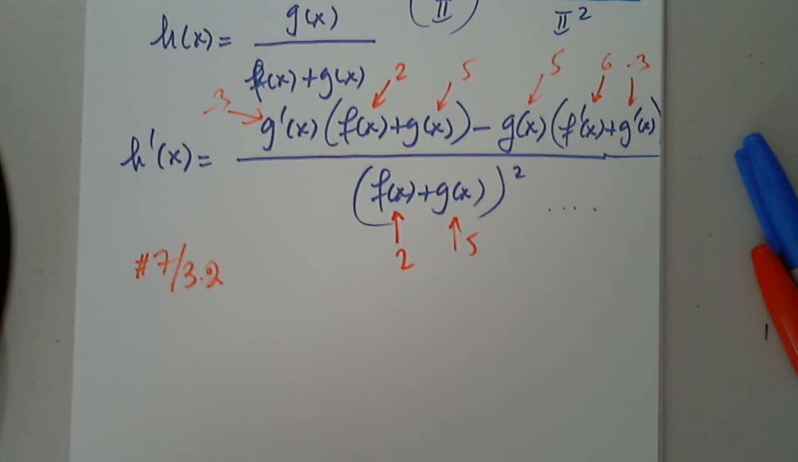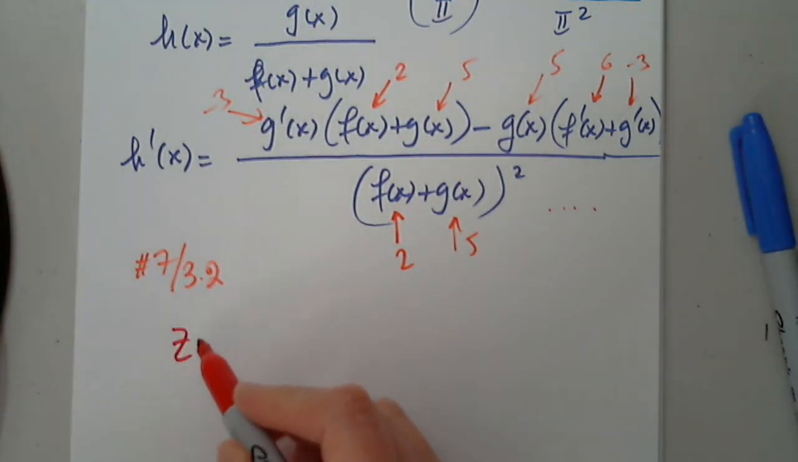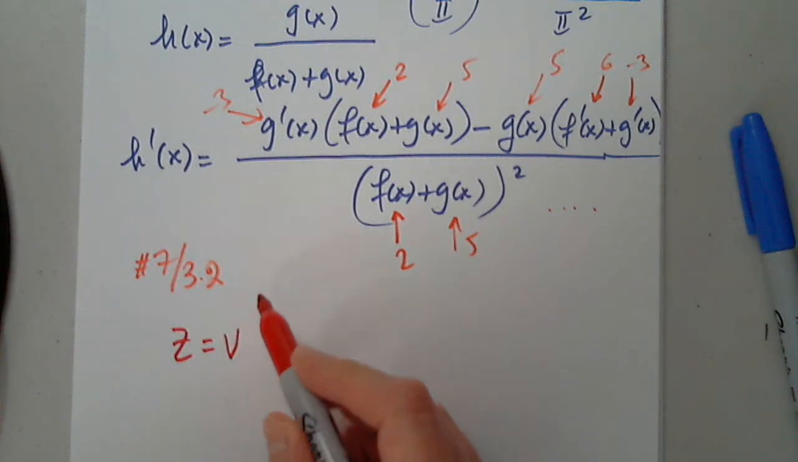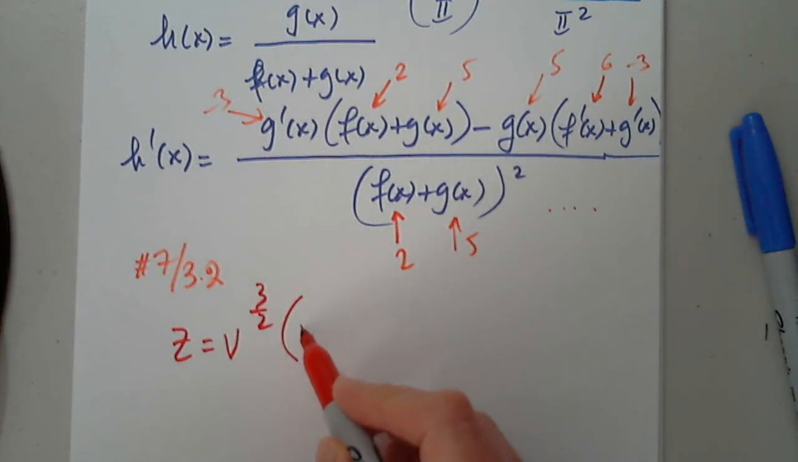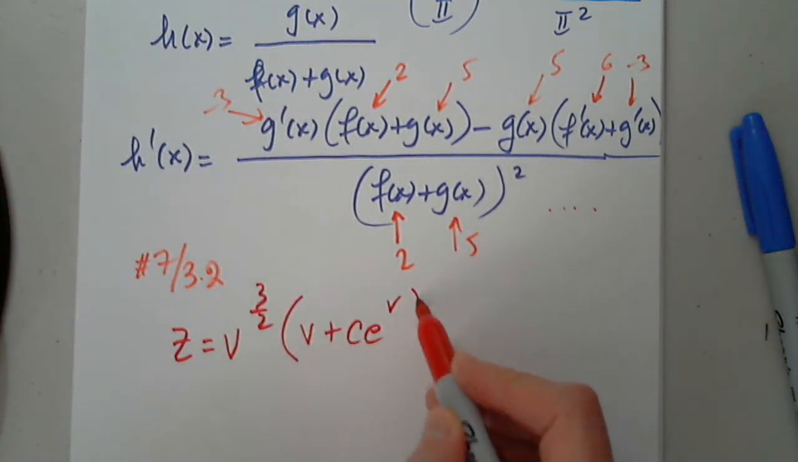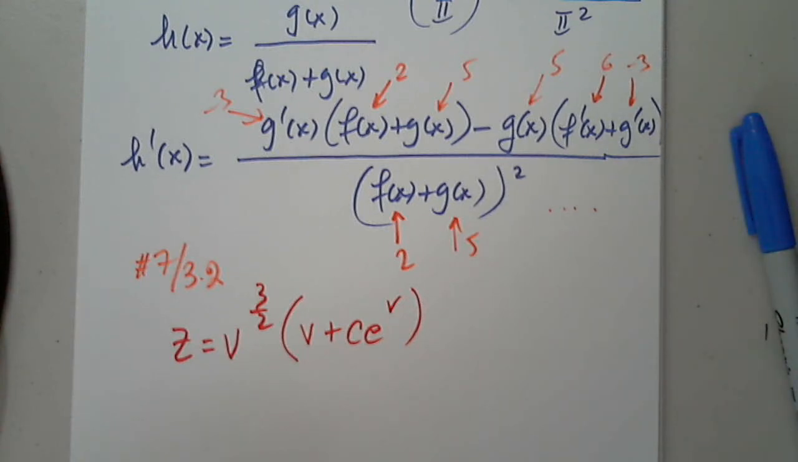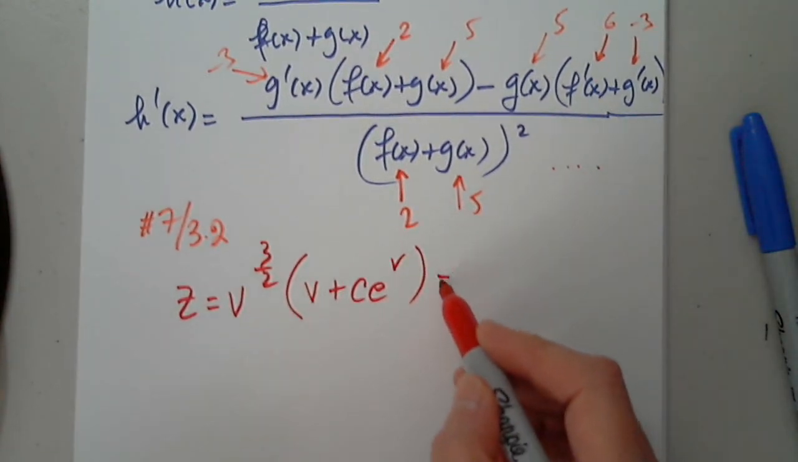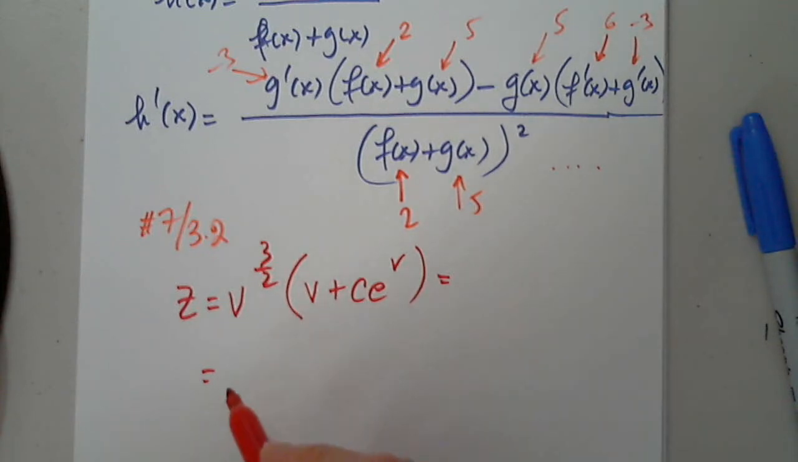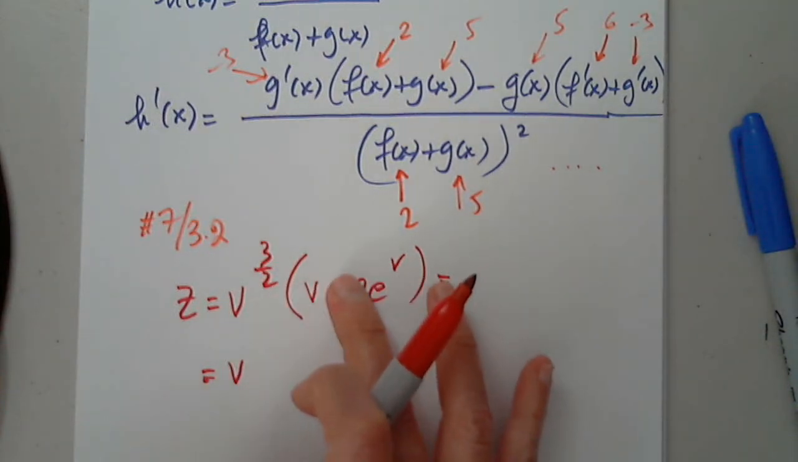Okay, 7 in 3.2. Let's see what 7 is all about. Okay, so let's take a look. So this is a typical situation in which I highly recommend you simplify before you try to differentiate. So what I would recommend here is multiply. So copy the base, add the exponents.